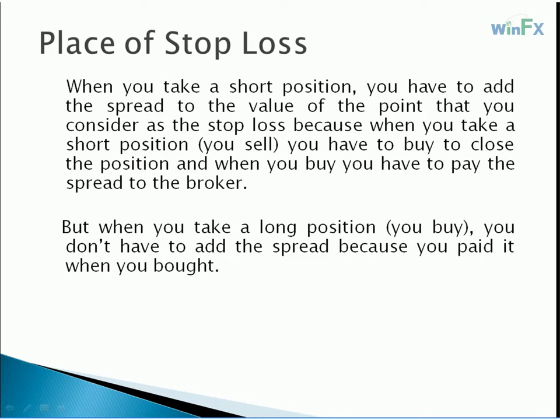Place of stop loss should be chosen very wisely to minimize the risk. It is usually a few pips above the peak resistance plus the spread. When you take a short position, you have to add the spread to the point you have considered as a stop loss, because when you take a short position, you have to buy to close the position, and when you buy, you have to pay the spread to the broker. So, your stop loss should be a buy order and you have to add the spread to it.